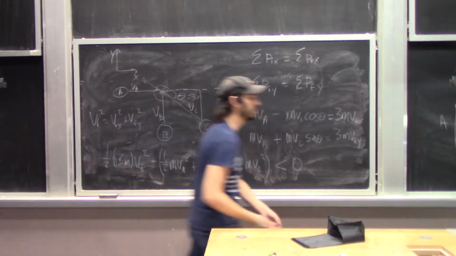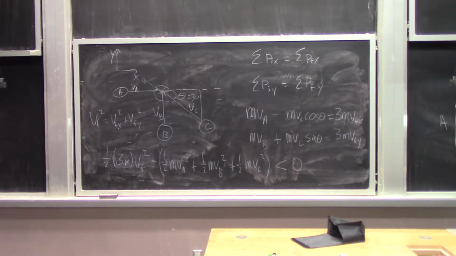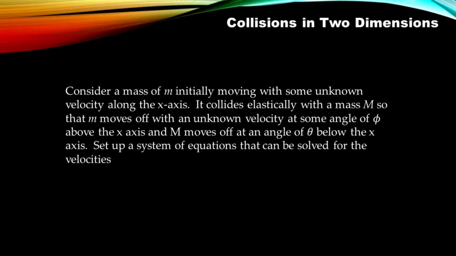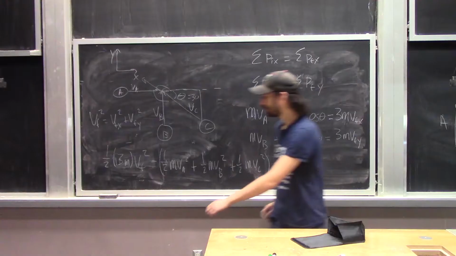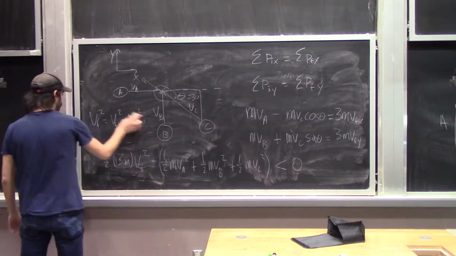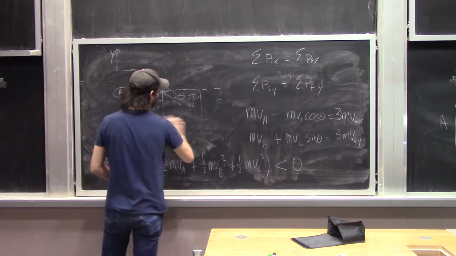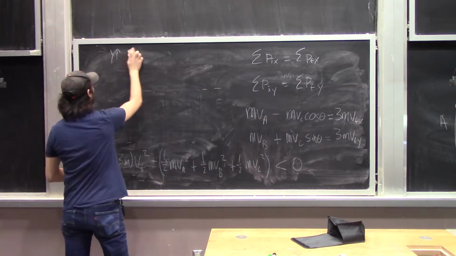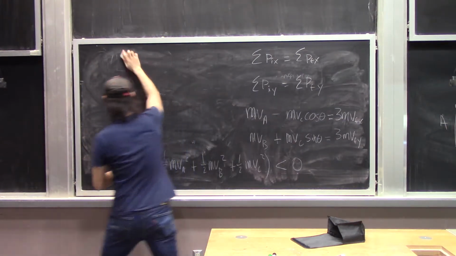Okay, so let's move on to the next one. The last one was a perfectly inelastic collision. Now we're going to be doing a perfectly elastic collision. In this case, we have some mass of m, lowercase m, moving to the right with some unknown velocity.